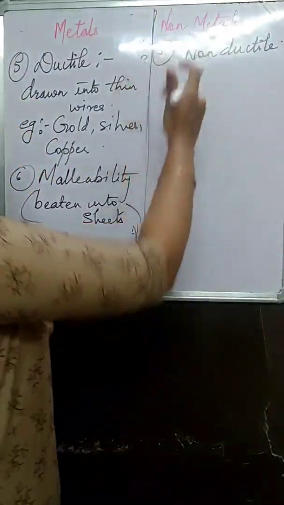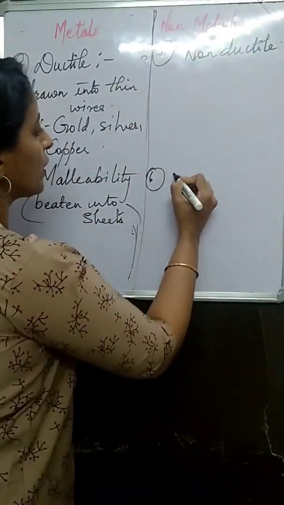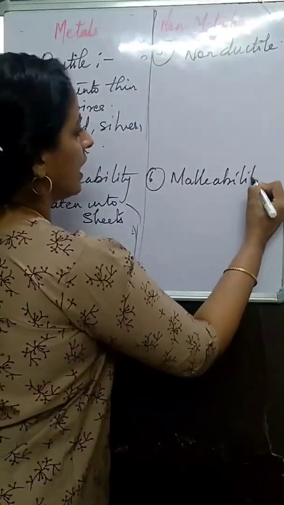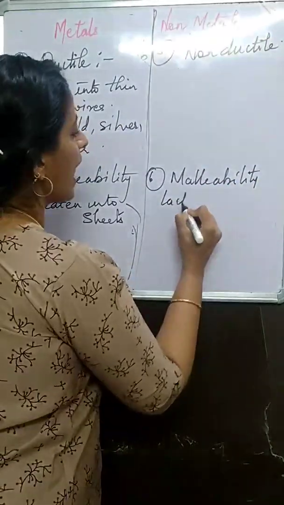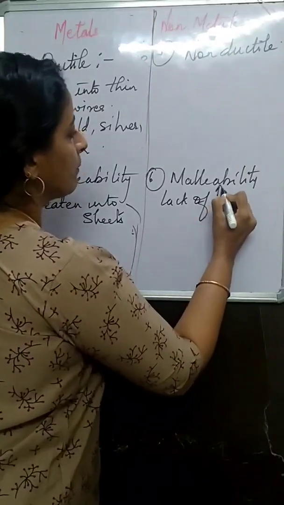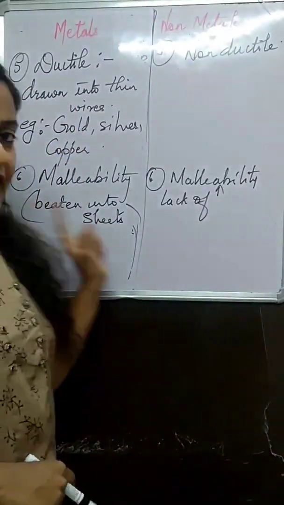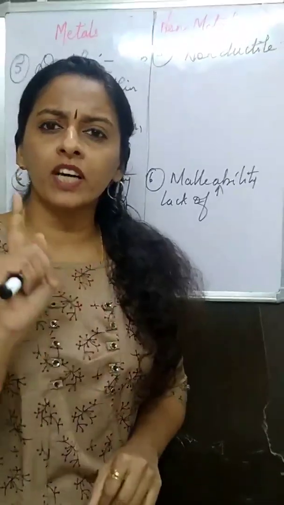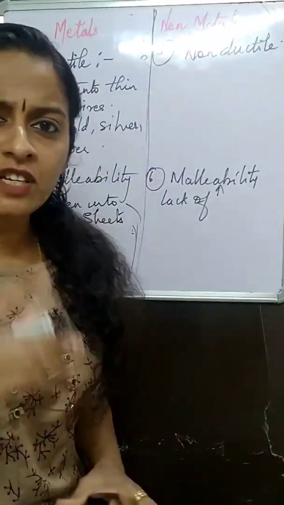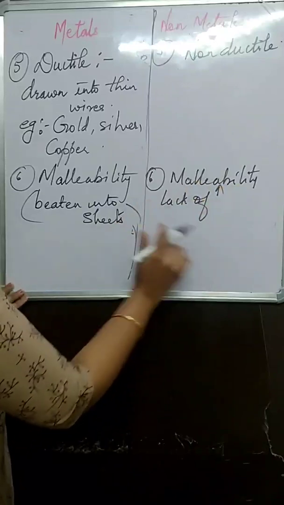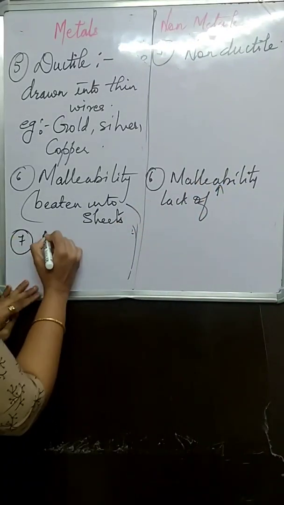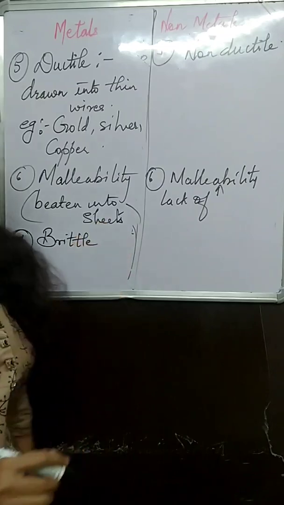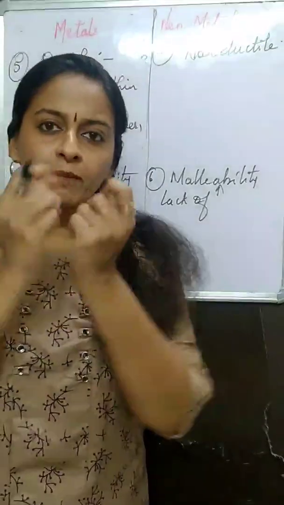Same way, non-metals don't have the property of malleability. They lack malleability. Okay, when I talk about ductility and malleability, again there is one more point wherein we can distinguish between these two, and that is about their brittleness. The brittleness property. Brittle means something which you can break.